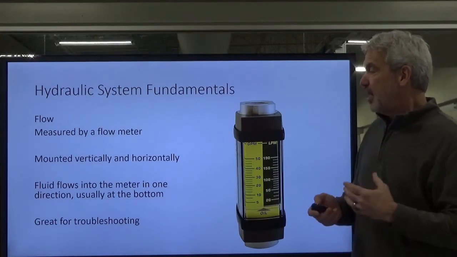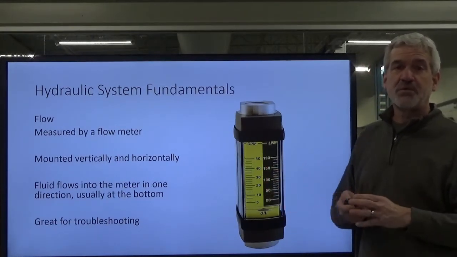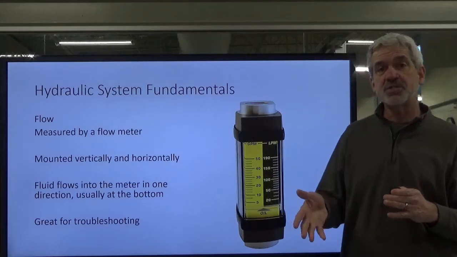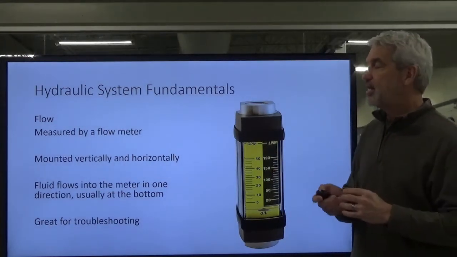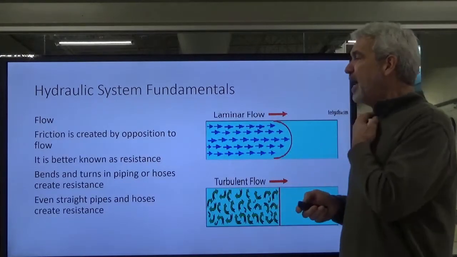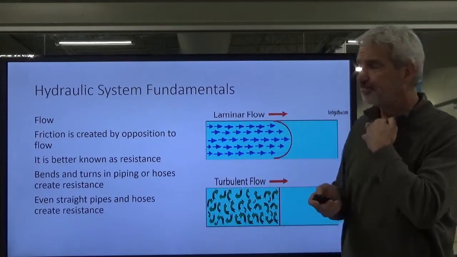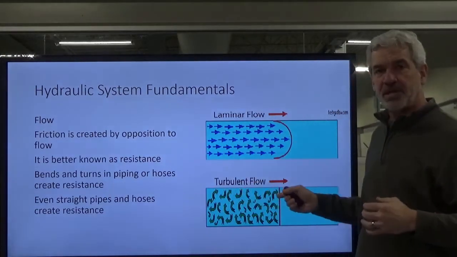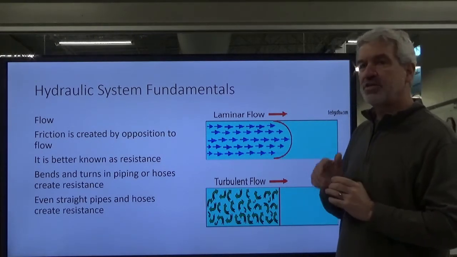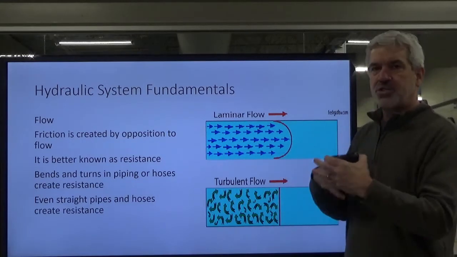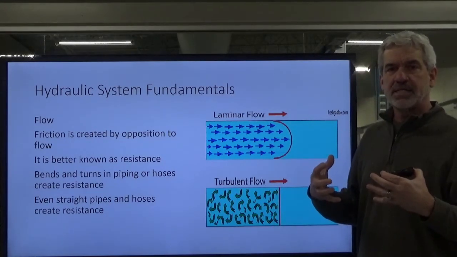So, like I said, they are fantastic for troubleshooting because you do have pressure gauges. Flow gauges or flow meters are equally important as far as troubleshooting. And you got a couple different types of flow. You got laminar flow and turbulent flow. The book covers that a little bit for you, but laminar flow is very smooth. Turbulent is just roiling inside the conductor.